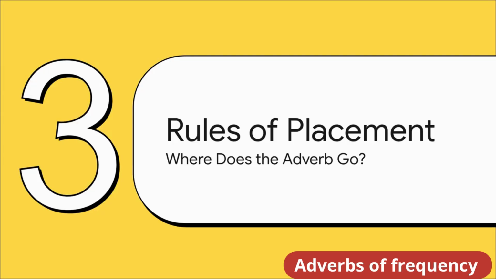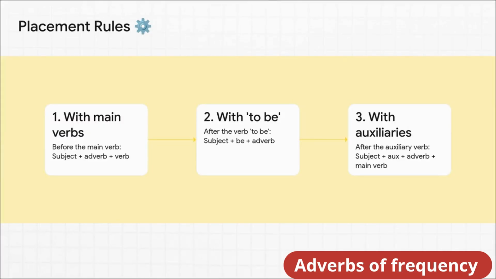Okay, now for the big one. This is the part that trips up so many English learners. Where in the world do you put these words in a sentence? It can feel a little random at first, but I promise, there are 3 golden rules. And once you see the pattern, you'll get it right every time. Here they are. The first rule is for most normal verbs. The adverb comes before the verb.